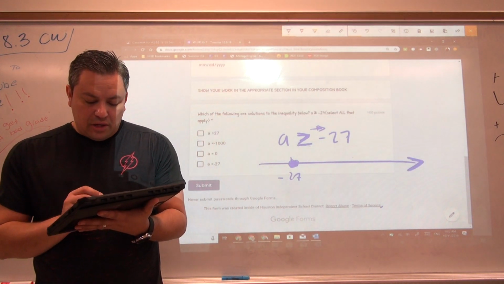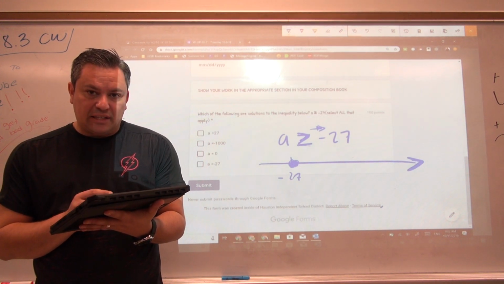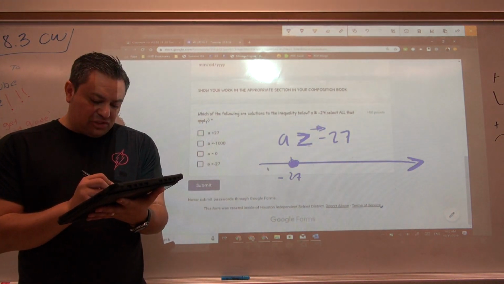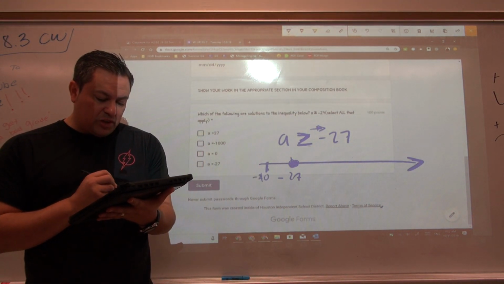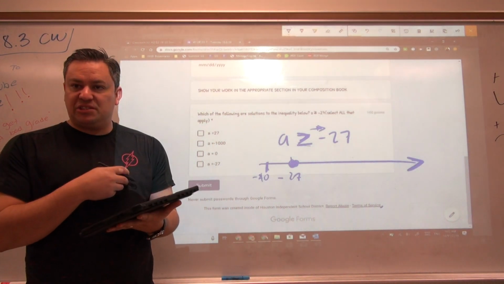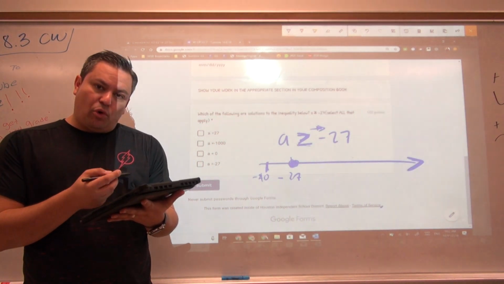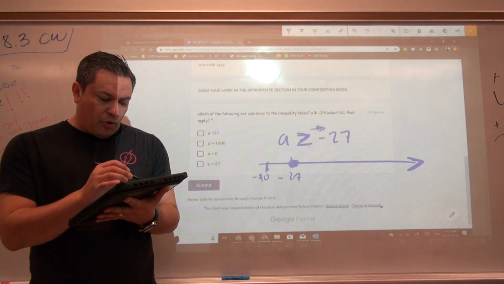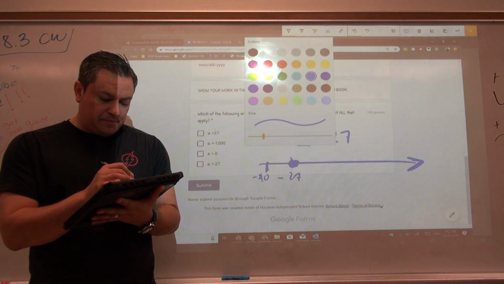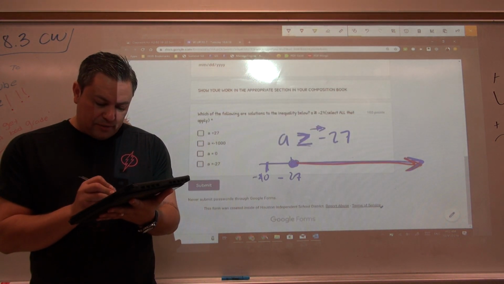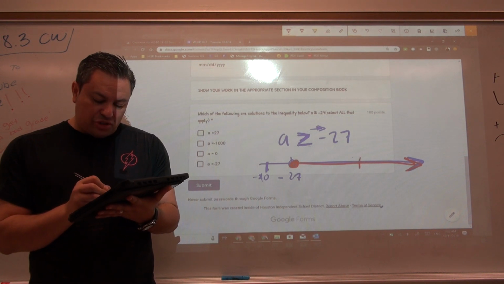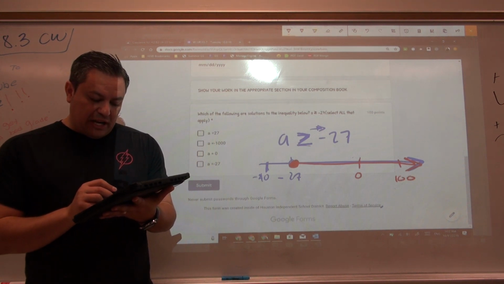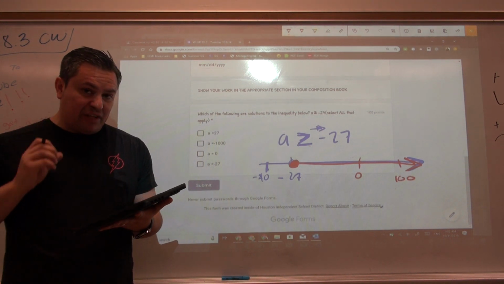Okay? Now, the more to the left you get, the bigger the negative number is going to be, so literally it's going to be smaller. If you go this way, you're going to have negative 40, negative 50, negative 60, and so forth. But the more you go to the left, the smaller the number is going to be. So really, what we're looking for is everything to the right. As we approach 0 and then go to the positives, everything after and including negative 27 is going to be one of my answers.